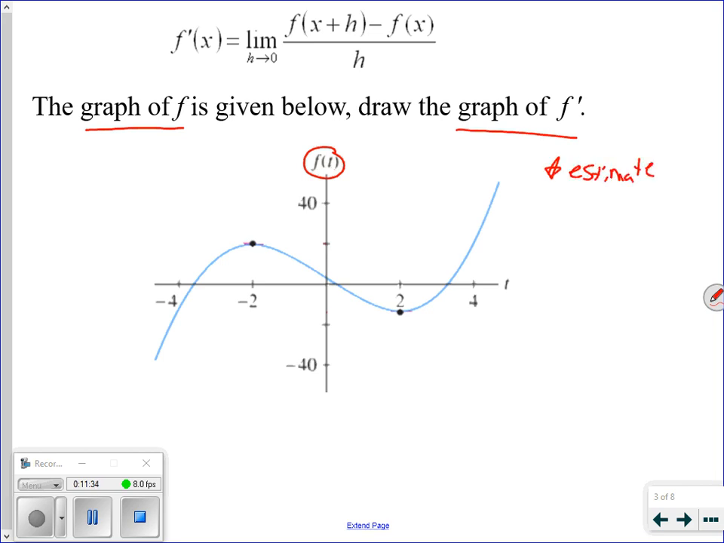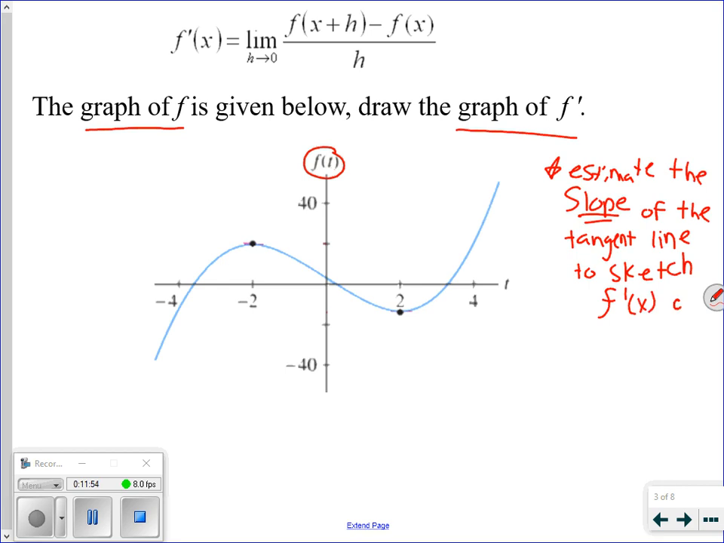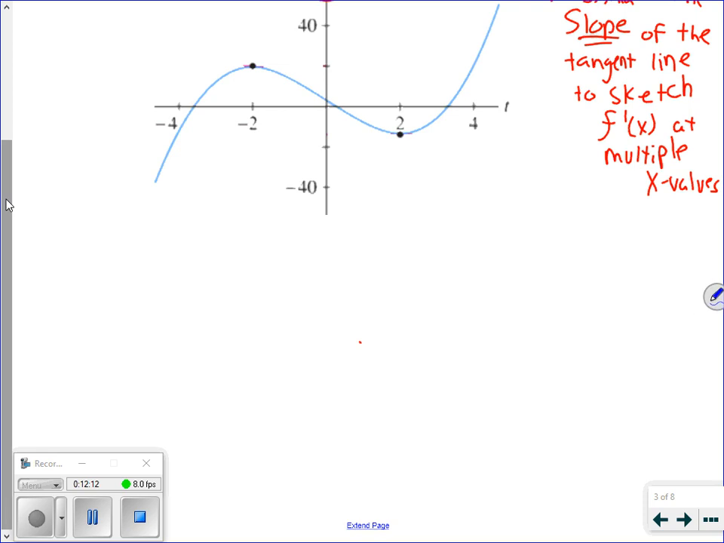So we're going to estimate the slope of the tangent line to sketch f prime of x at multiple x values. All right. So we're going to try to keep the same scale here. So let's draw. So this is going to be f prime of x.